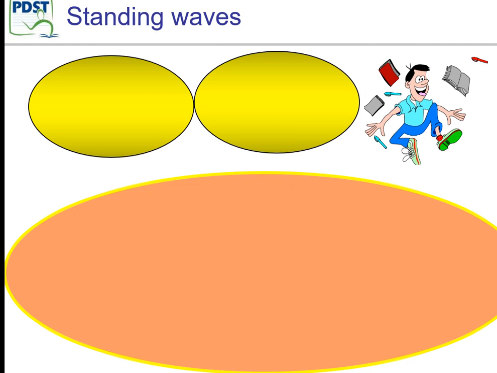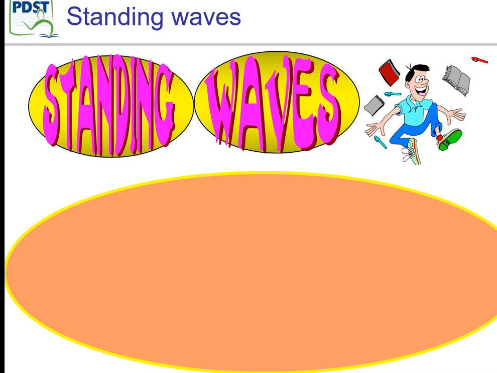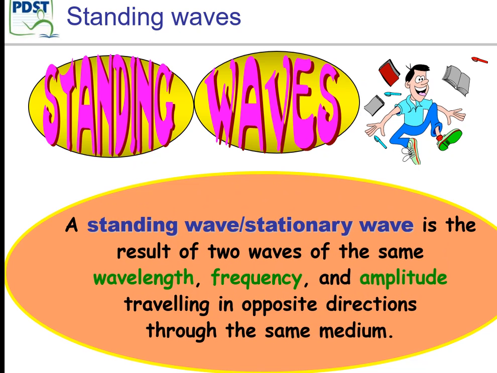So we have another wave that we call standing waves. Really, standing waves have what we call nodes, or we can say they are just stationary waves.